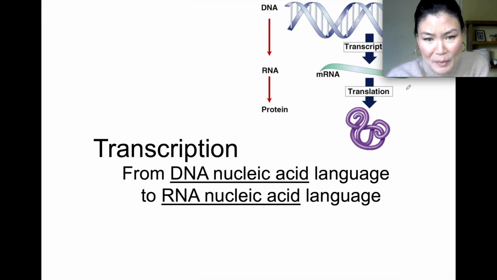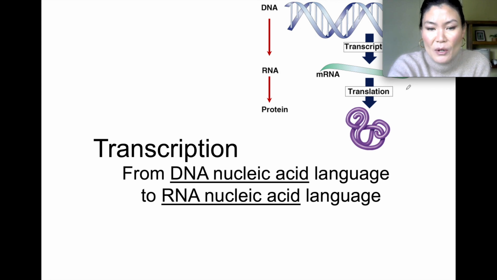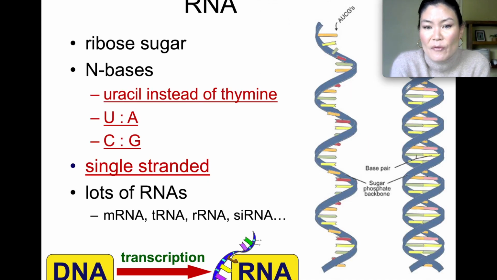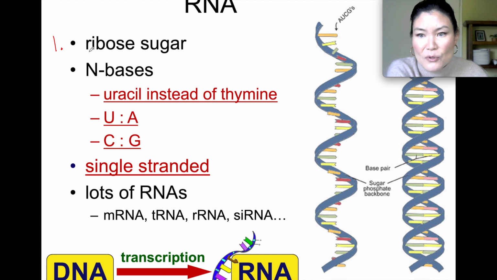Okay, so let's talk about transcription. Transcription is going from the DNA language to the RNA nucleic acid language. Before we talk about mRNA, we do need to talk about RNA. RNA is a little bit different than DNA. There are 4 main differences. The first main difference is that RNA has a ribose sugar, okay? Not deoxyribose, it has a ribose sugar.